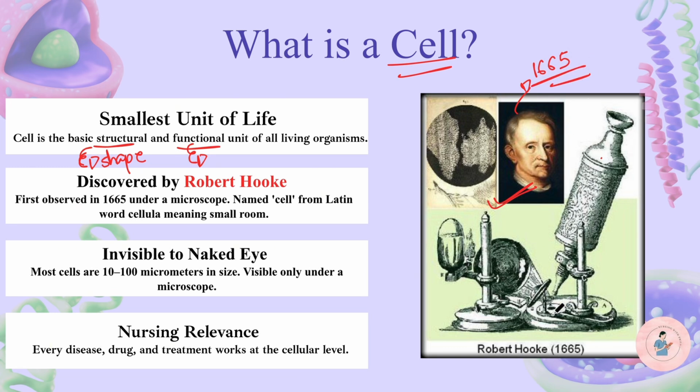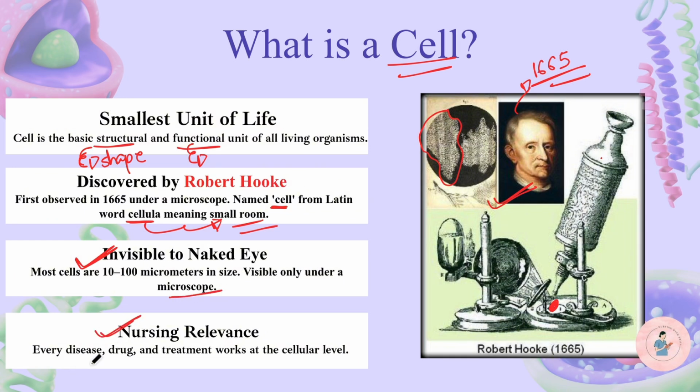He observed a thin slice of cork under a microscope and observed that there are tiny structures present which resemble small different rooms. So he named the cell from a Latin word which is cellula, which means the small rooms. And cells are not visible with the naked eyes. You can only observe or see them in the microscope.